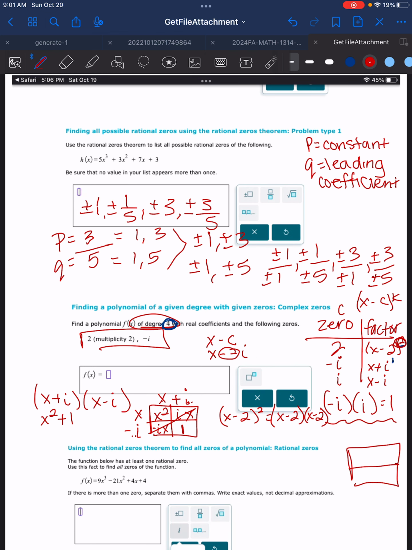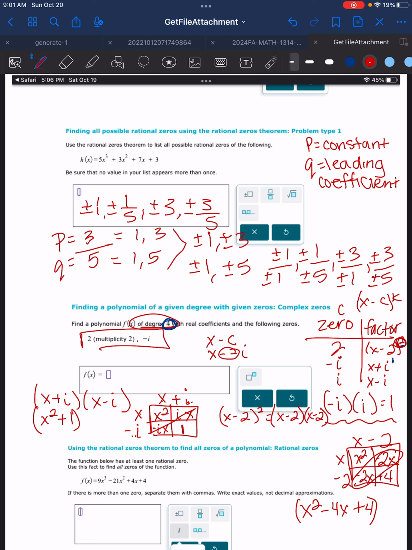x minus 2 times x minus 2. x times x is x squared. Negative 2 times x is negative 2x. Negative 2x. Positive 4. So this gets me x squared minus 4x, because I'm combining these together, plus 4. Woo! We're almost done. Now I got to multiply these together.